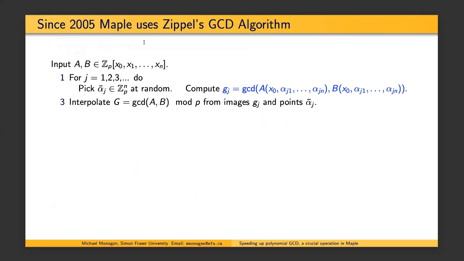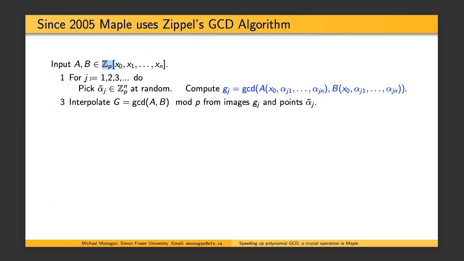So what does Maple do? Maple's had a GCD algorithm for a long time, and since 2005, Maple's been using Zippel's algorithm. So I'm just going to describe what Zippel's algorithm is. The input is two polynomials. We've reduced them mod p. We're working mod the first prime.